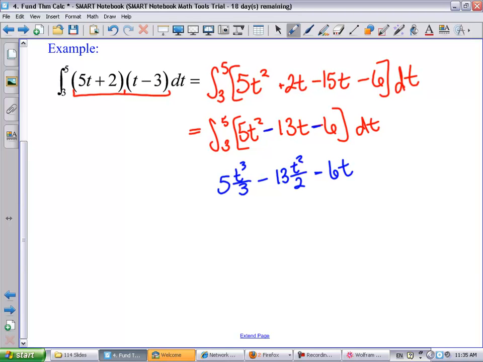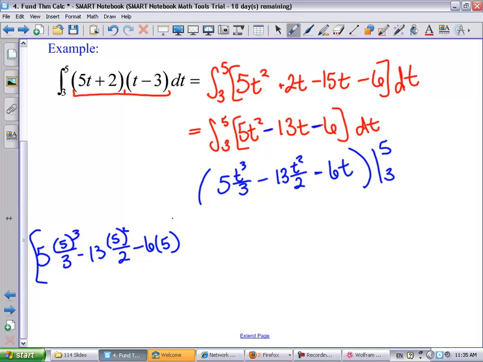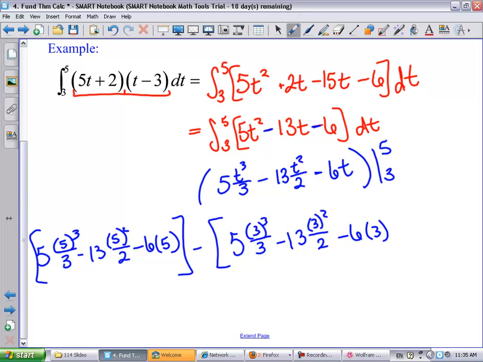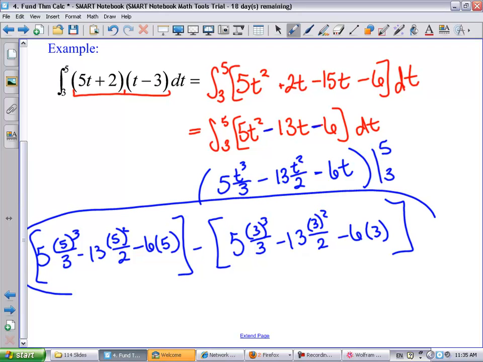So there's one antiderivative of this whole function, and then we're going to evaluate it from 3 to 5. So we have, in fact, let me give myself more room here, 5 cubed over 3 minus 13 times 5 squared over 2 minus 6 times 5. So there's everything with 5 plugged in, minus the quantity of the whole thing again with the 3 plugged in. And there you go. That's some big number. You can get out your calculator and put it in if you want to know exactly what it is.